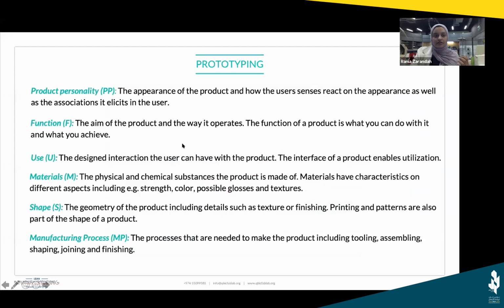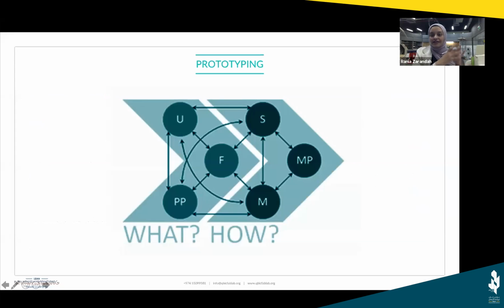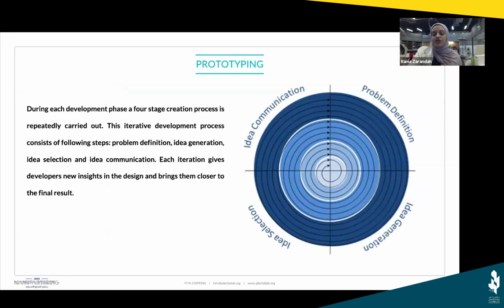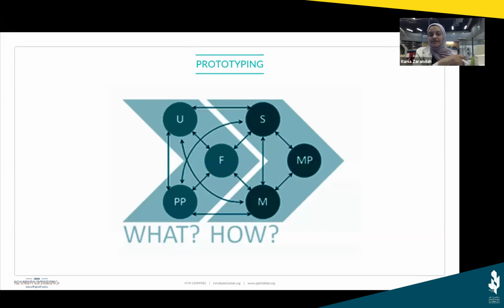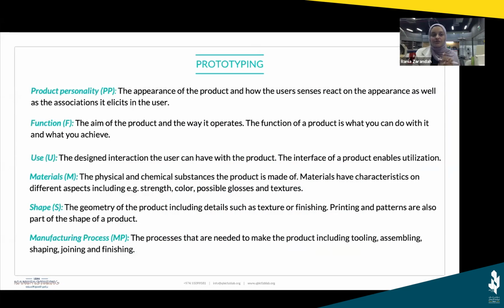So by understanding the main important part, which is the product characteristic, you will move deeper into this circle or this diagram. To move deeper, as I said, you will go through different iterations. The first one is the product personality. Then you will consider the function, the use, material, shape, and manufacturing process. So, starting from the product personality.